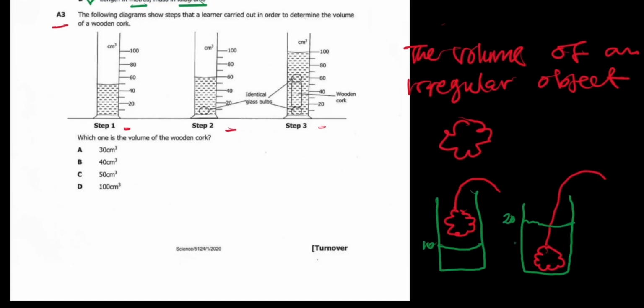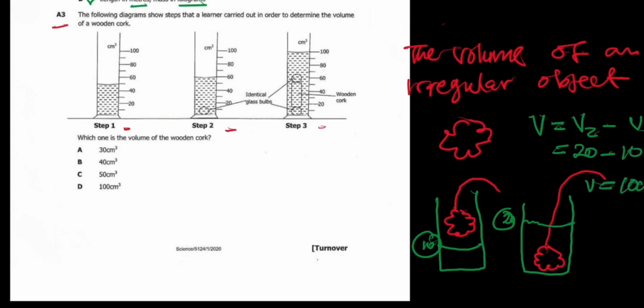So how do you find the volume of this irregular object? Well, the volume should be given by the final volume, which is volume 2, minus the initial volume, which is volume 1. So in this case, you get volume 2, which is 20, minus volume 1, which is 10. So the volume is going to be 10 cubic centimeters. So that's how you find the volume of an irregular object. So this is what is happening here.